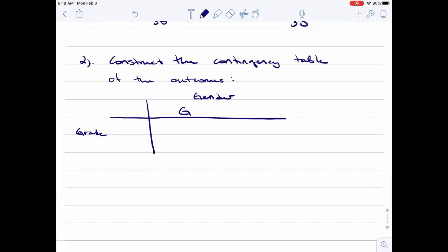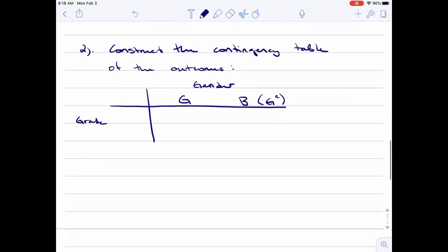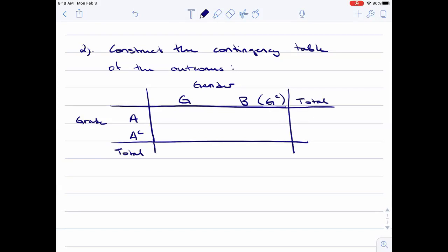For the gender, it's either a girl or a boy. I'm assuming it's a younger class. I wouldn't call you girls and boys. What's a boy? A boy is essentially the complement of a girl. The grade, well, let's just summarize it as either they got an A or they didn't, the complement of A. That's easier than saying, oh, they got a B, C, D, whatever. We can put our totals on here. So total and total.